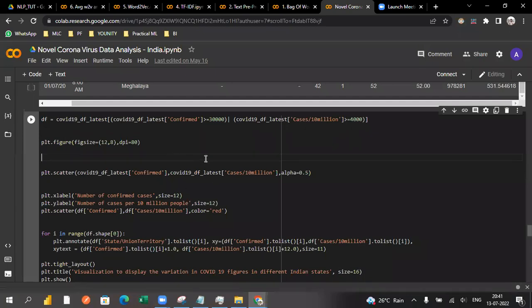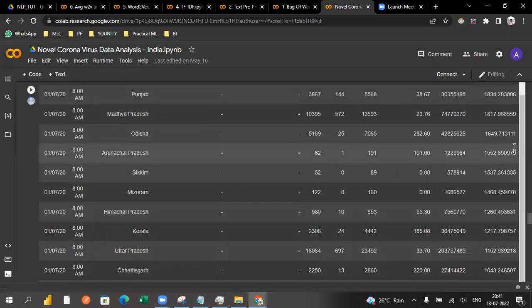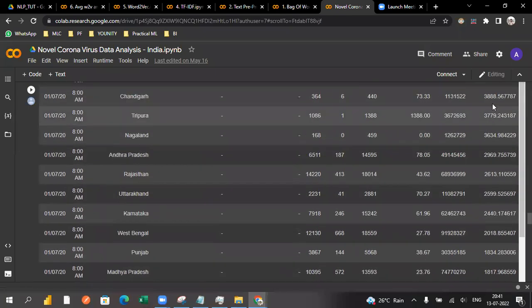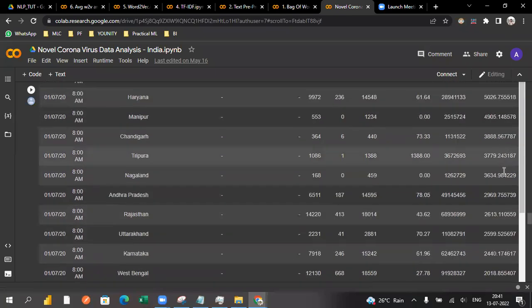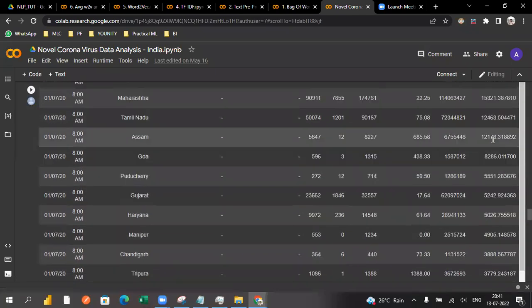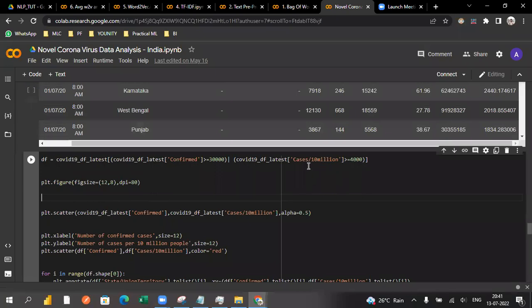Similar kind of stuff. You can also play around with this, just for the confirmed cases taking greater than 30,000. You can see that most of the cases are above that. We can also take an average and consider that as a threshold. Then we can move forward.